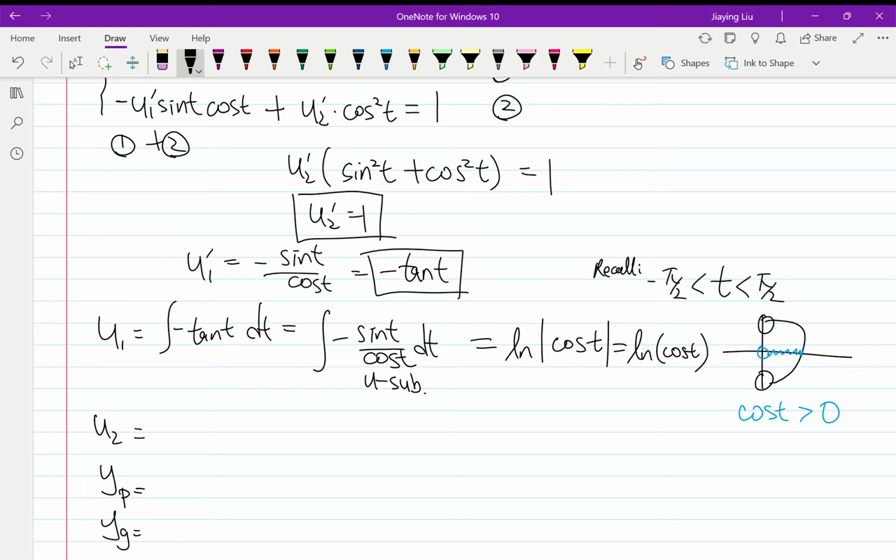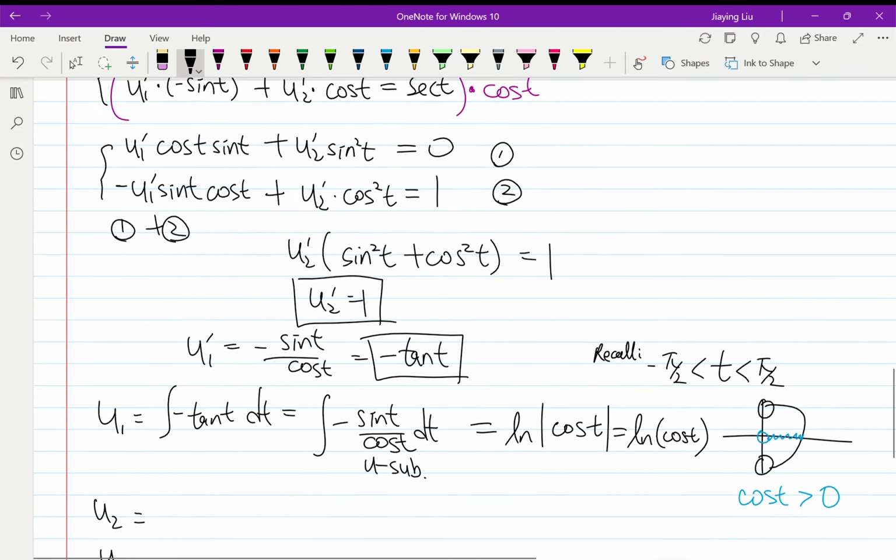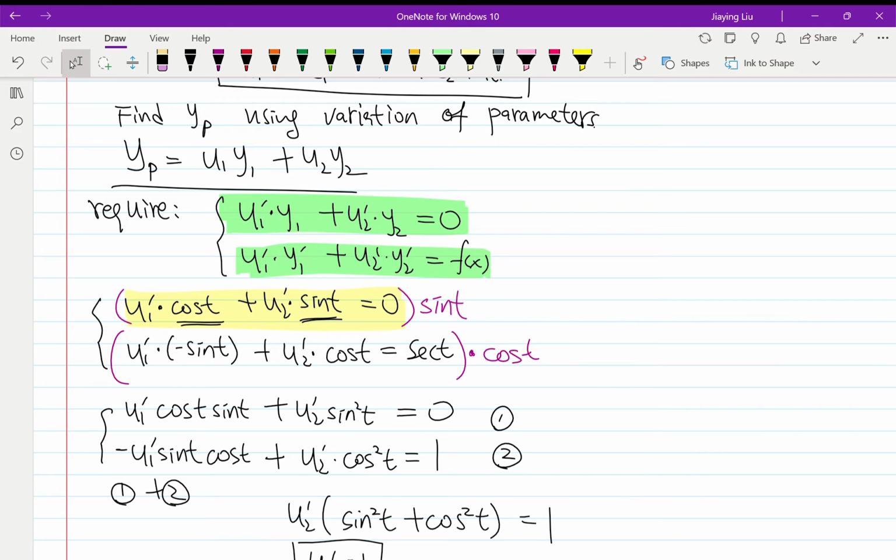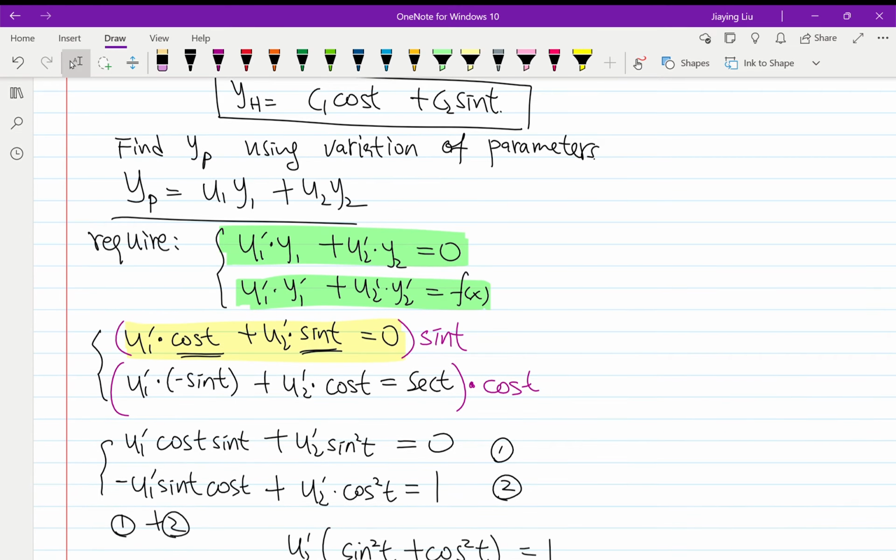Any questions about this approach? It's about solving a system of equations. There's nothing too fancy. It's just that when we solve the system of equations, there are a lot of terms and expressions in there, and we have to keep in mind that we're looking for u1 prime and u2 prime all the time. So when we have cosine t, sine t, just treat those as constants.